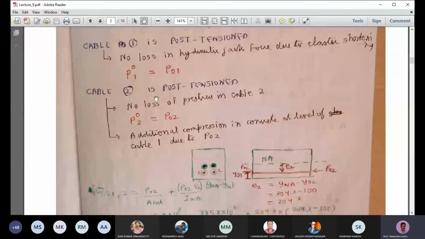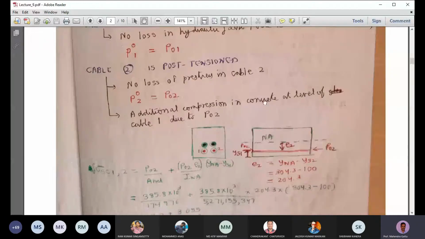Again, when you post tension cable 2, the concrete itself will start compressing, and whatever hydraulic jack force is applied on cable 2 will be retained, so P02 is equal to P02. However, cable 1, which has a pre-stress of P01, will lose strain in the steel because the concrete is being compressed. So we have to find the additional compression in concrete at the level of cable 1 due to P02.